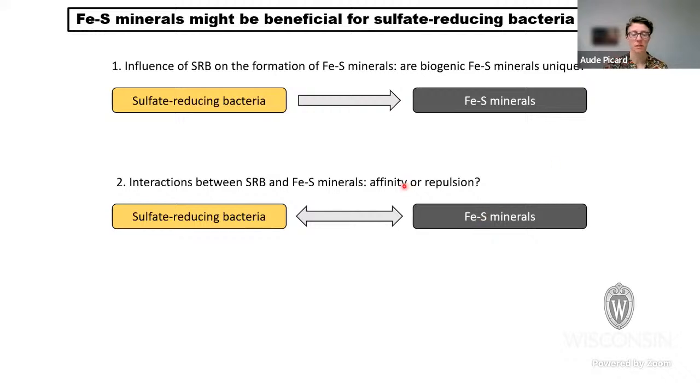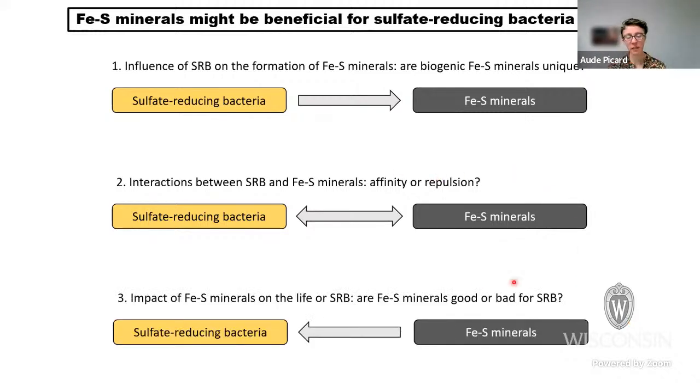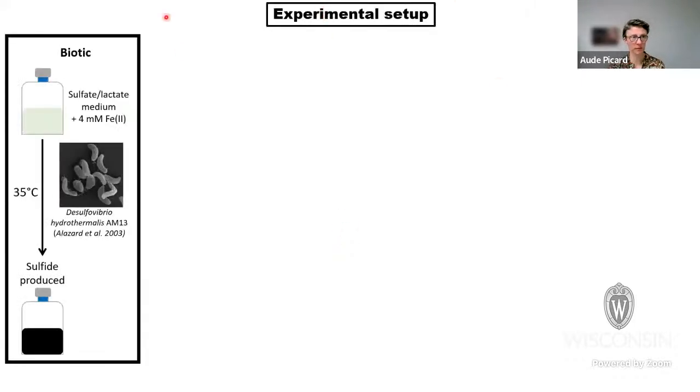But then we have to understand the interaction, as I said, the interface between organic and inorganic materials. So is there affinity, is there repulsion, is there anything in the properties of minerals that allow them to maybe be close to the cells or away from the cells? And finally, looking at this interaction, I look at the problem from the other side, looking at the potential beneficial aspect of those iron sulfide minerals for the life of sulfur reducers. So I'm going to now describe the experimental setup to try to answer all of these questions.